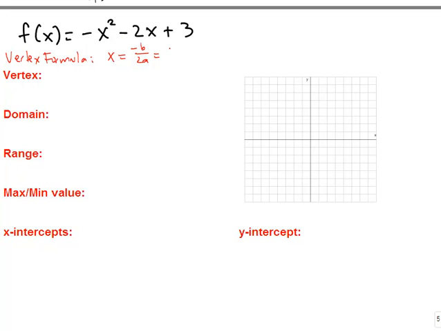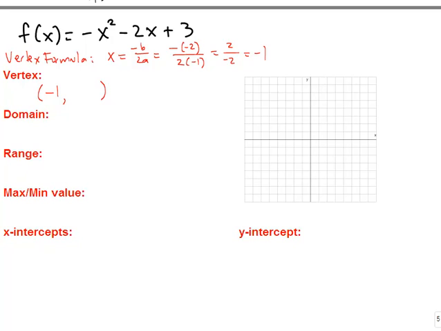So we want minus negative 2 all over 2 times a. A is the coefficient of x squared, which includes that negative. So here a is negative 1. So on top we get 2, on the bottom we get negative 2, and this reduces to negative 1. So my vertex automatically has x coordinate negative 1.